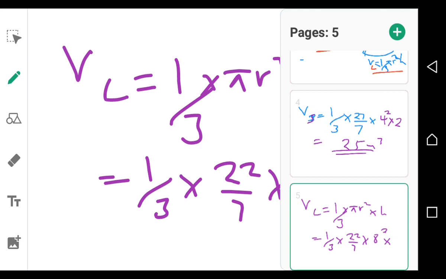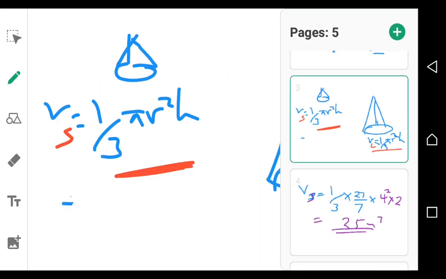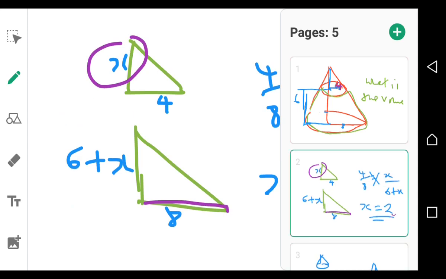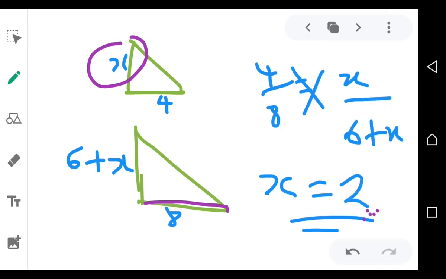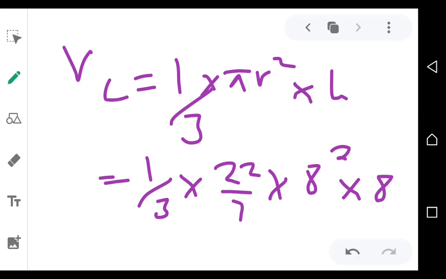What's the height? The height is 6 plus x, but x is 2. So 6 plus 2 is 8. 8 is the total height. So there again I put 8. When I punch this on a calculator, let's say I get 50, for example.